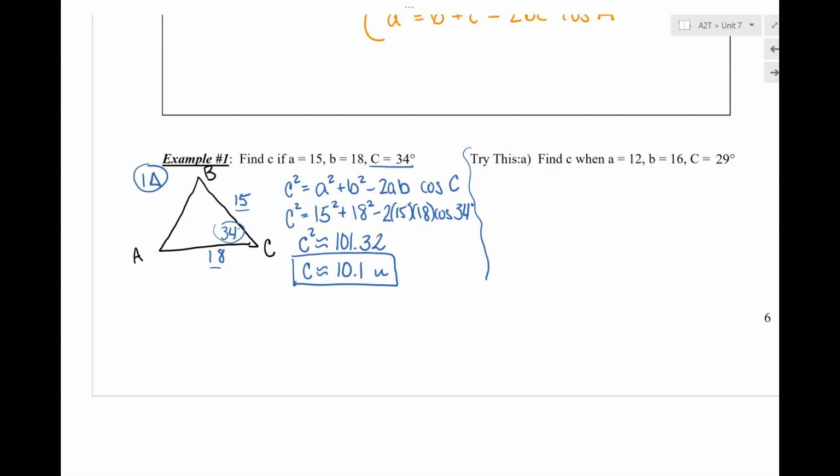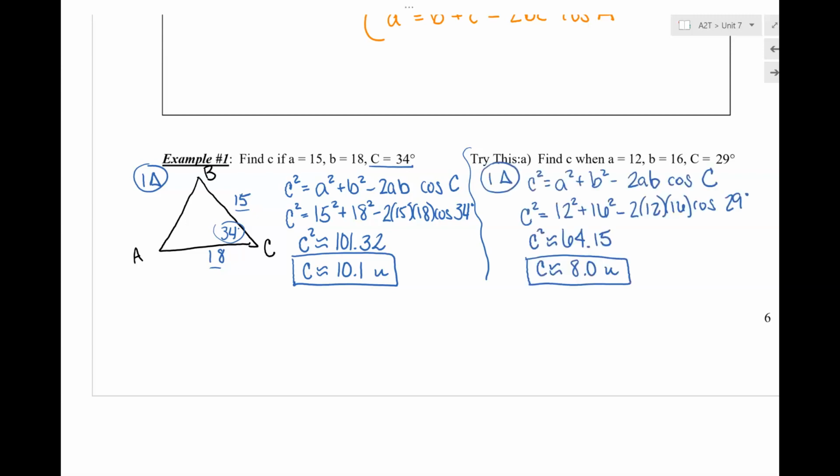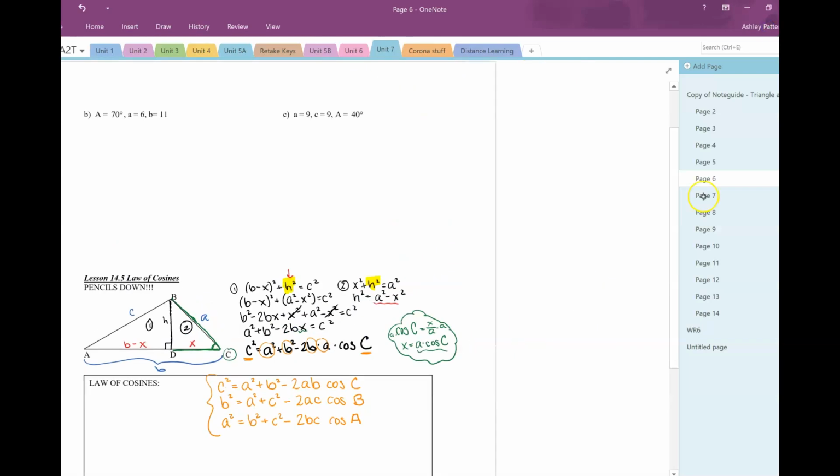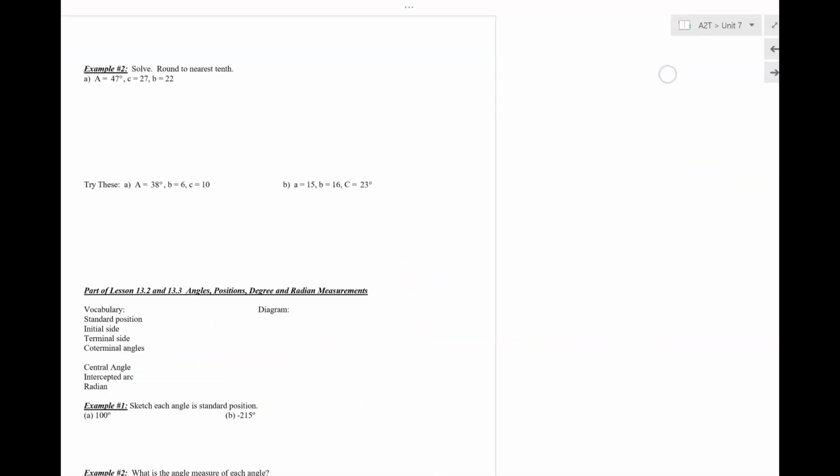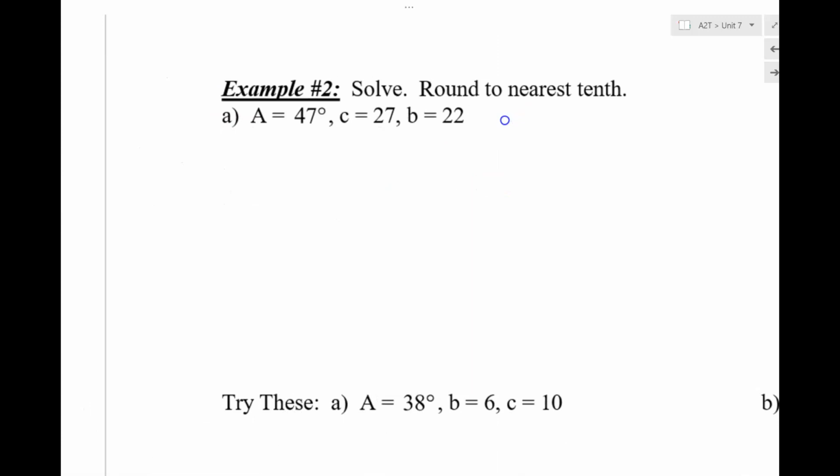Okay, go ahead and try this. I'm going to pause your video. Pause it. Try it. I'm going to do my answer, and then I'll come back when it's done. Okay, so hopefully you got 8.0 units approximately. Again, we're given the same type of information, so we know there's one triangle. All right, so yes, you can use the law of cosines to solve for individual pieces, but what matters to us, if I go to the next page, is that we can use it to solve. Okay, that's the super important part.